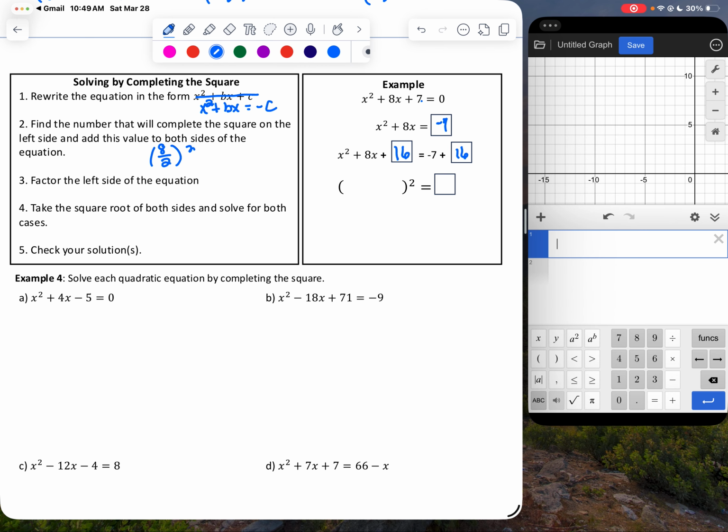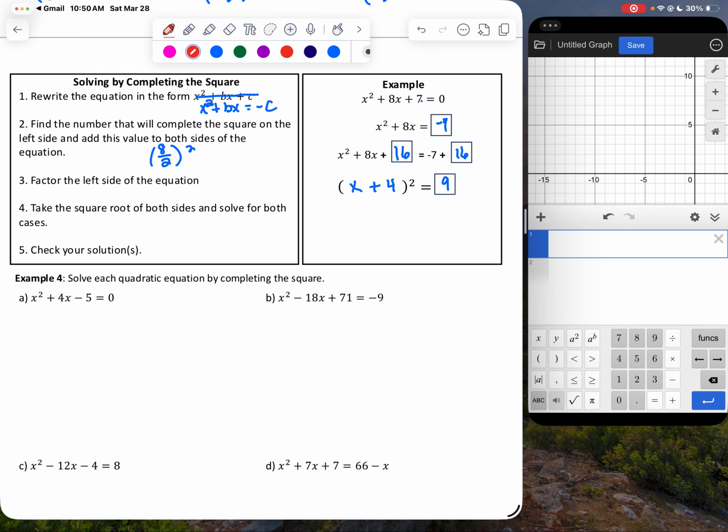Now what you've done is you've just created a perfect square trinomial, which is very easy to factor. So remember to factor it. You take the square root of x squared, which is x, the square root of 16, which is 4, and you put a plus in between them. On the right side, negative 7 plus 16 is 9. All right, so we just did step 3. We factored the left side of the equation.